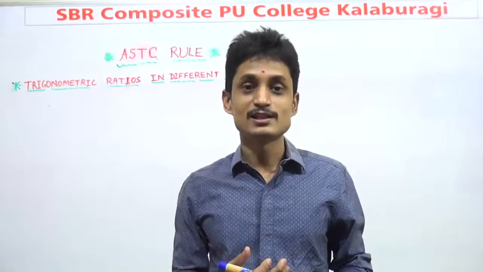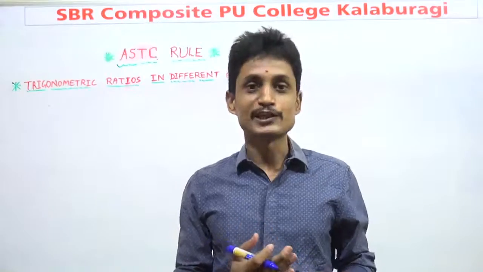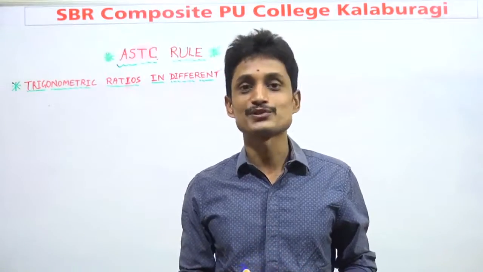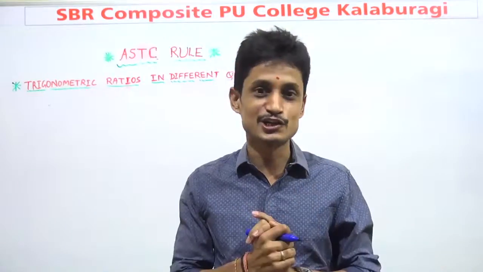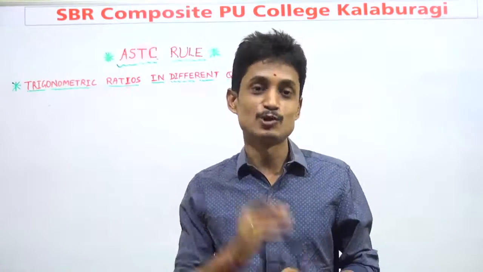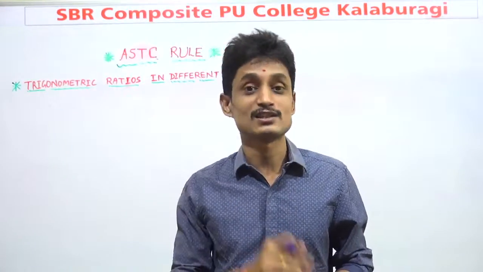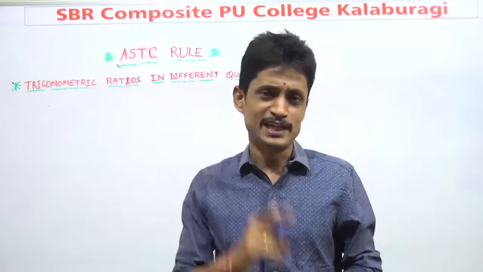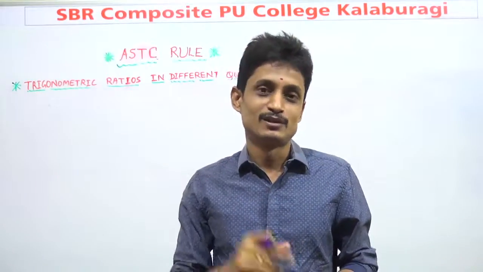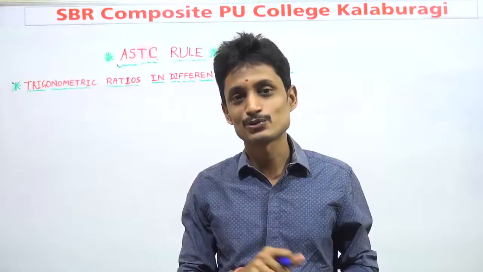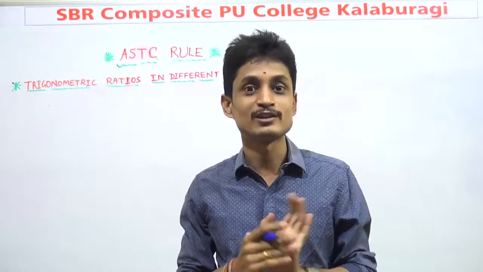In the last class we discussed the trigonometric ratios, their definitions as well as reciprocal relations and identities. The most important thing we learned in the last class was identities. And one homework also I provided: sine ratio, cos ratio, tan, cot, secant, cosecant.